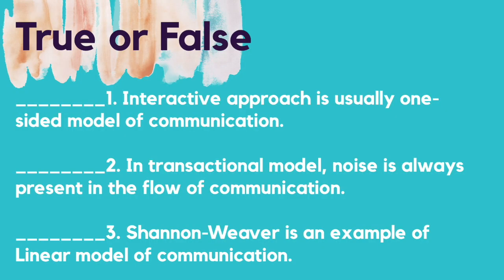Now, let's have another pop quiz. Write the word true if the statement is true, otherwise false. Number one, interactive approach is usually one-sided model of communication. Number two, in transactional model, noise is always present in the flow of communication. And number three, Shannon-Weaver is an example of linear model of communication. You may pause this video to answer the quiz.